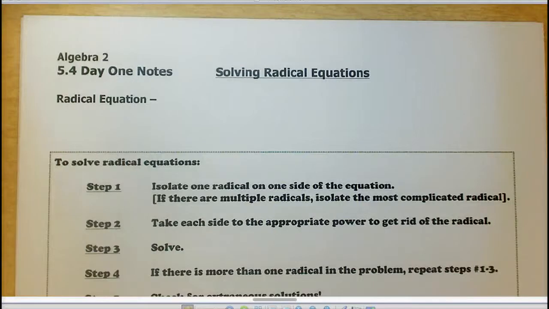Hey guys, this next lesson begins the second half of this unit here. We're going to move away from expressions and talk more about equations and functions when dealing with radicals in this second half. And so we're going to start today with learning how to solve radical equations.